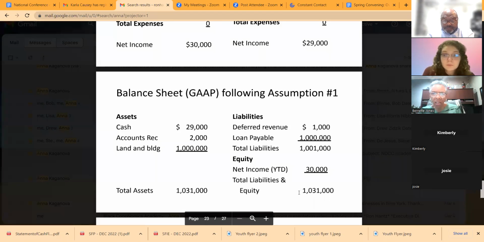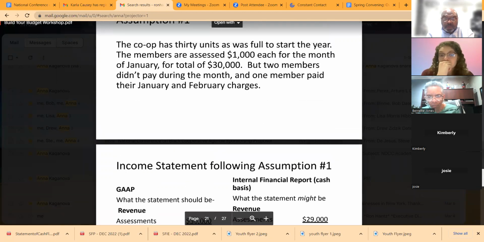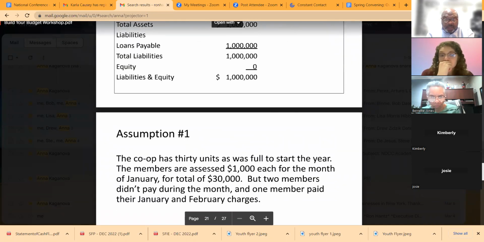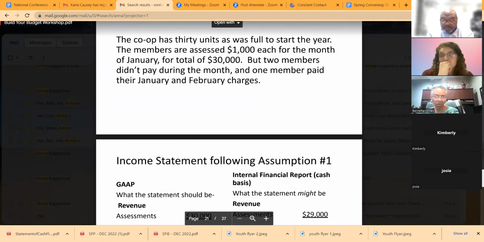And that $1,000 in deferred revenue was the person who paid an extra month in advance. That's what that $1,000 is in deferred revenue. No. Two members didn't pay during the month and one member paid their January and February. Right. So that 1,000 is the February payment that they received in advance. Right, in advance. Okay.